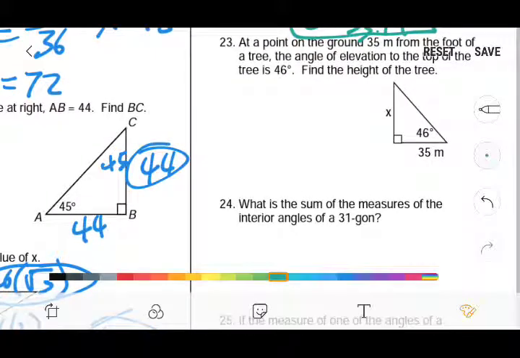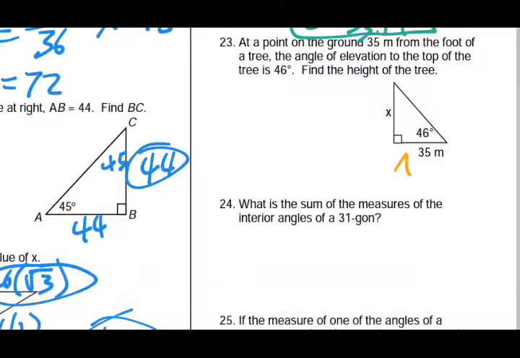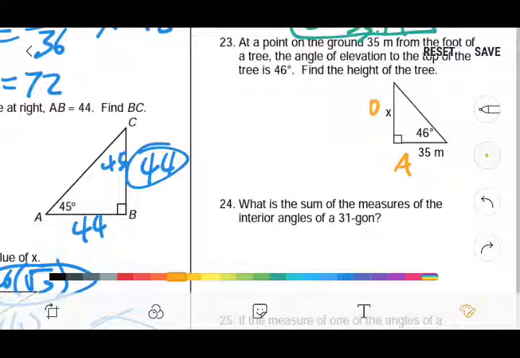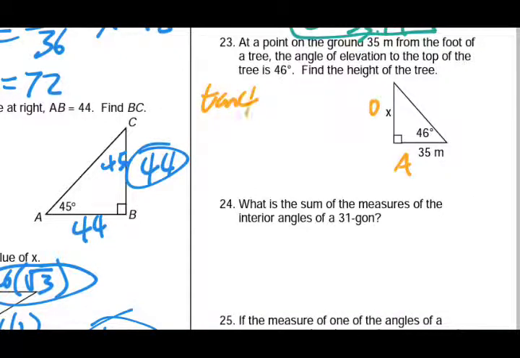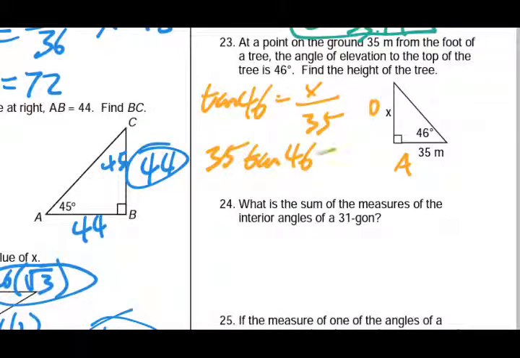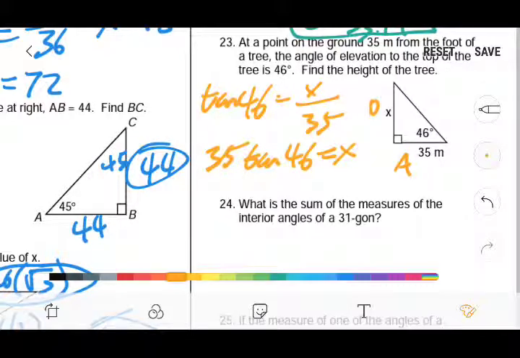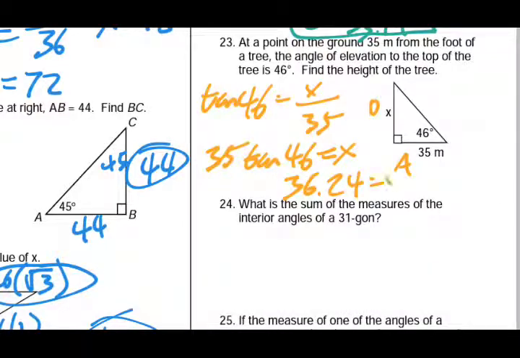Okay, this is really more of the same. Let's go over here. So this is your adjacent, that's your opposite, this is tangent again. So tangent, that's ugly. Tangent of 46 equals x over 35. So it's 35 tangent 46 equals x. 35 times tangent of 46. So the answer here is 36.24 equals x.